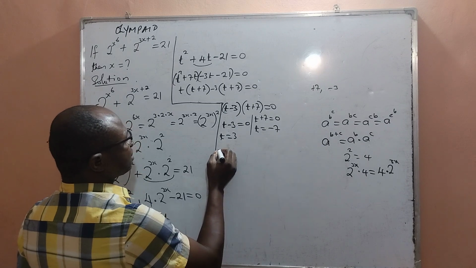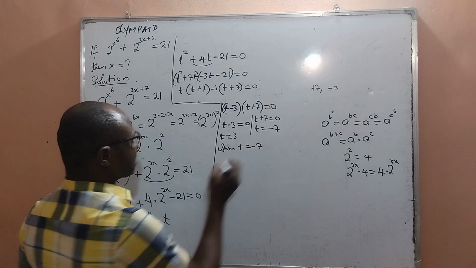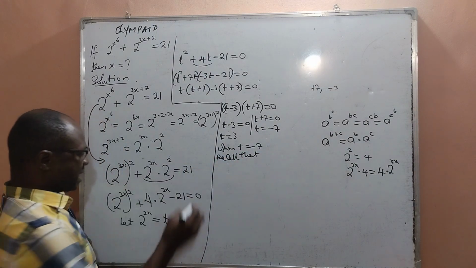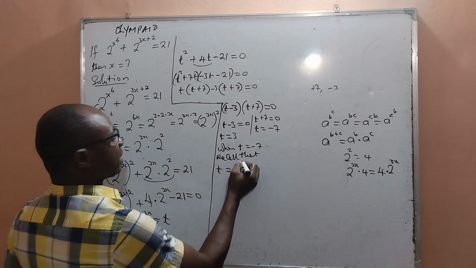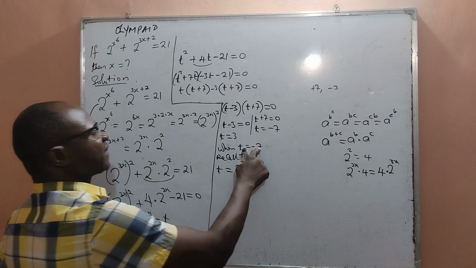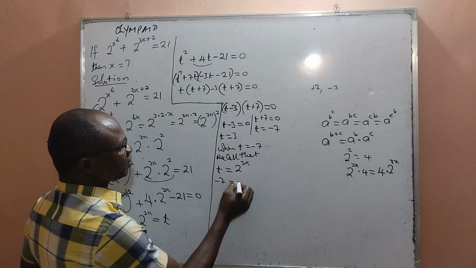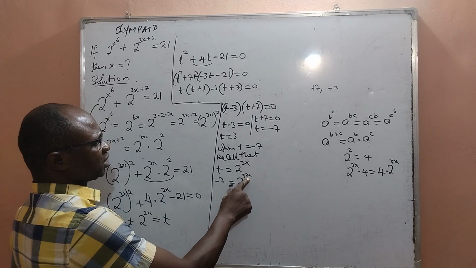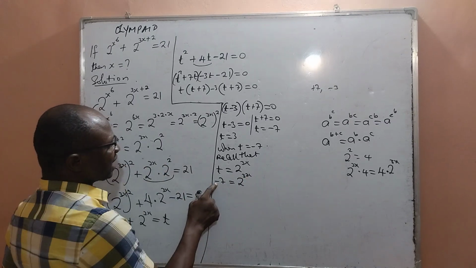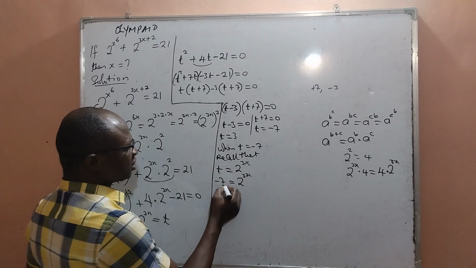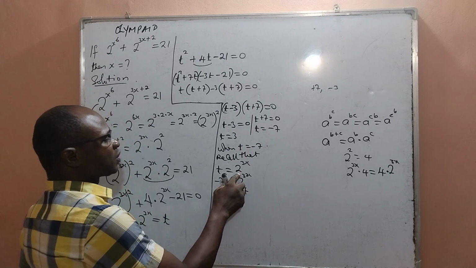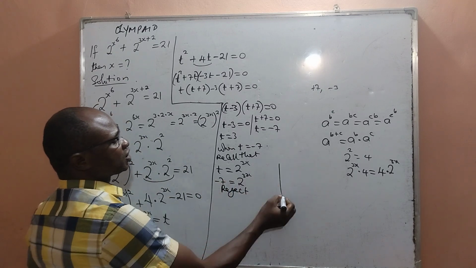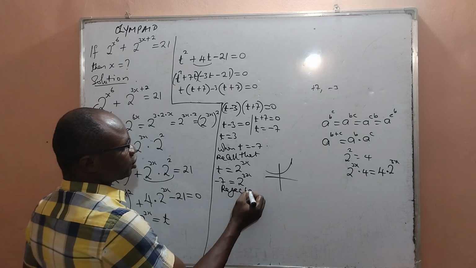From case 2, when t is equal to negative 7, what will I now have? Recall that t is equal to 2 to the power of 3x. Now, if I replace the value of t, which is negative 7, minus 7 is equal to 2 to the power of 3x. You can agree with me that 2 raised to the power 3x is positive, so I cannot have negative 7 here, meaning that this will be rejected. So 2 raised to the power 3x cannot be equal to a negative number. It is positive here and cannot be negative here. If you plot it in a graph, it will go like this. Therefore, this should be rejected.